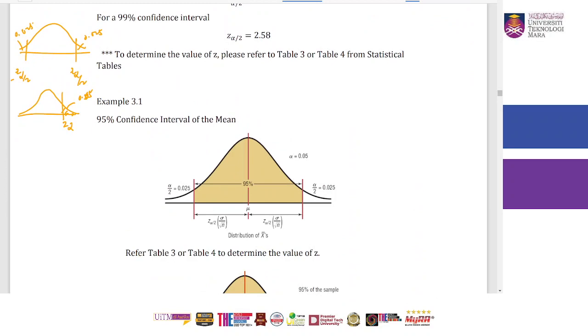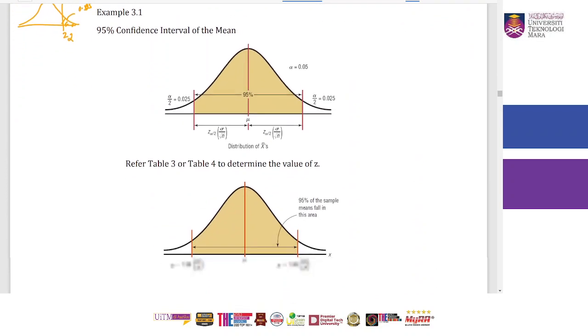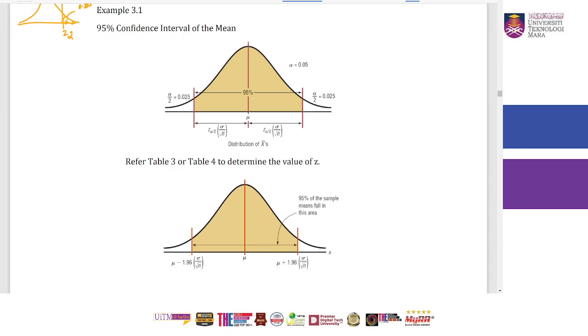Okay. So that is basically apa yang kita nak lihat. So this is the illustration yang saya tunjukkan tadi. What it means by 95% confidence interval of the mean. So kita ada mu dekat sini. So kita ada kita punya population mean over here. And then we have z alpha over 2 sigma over square root of n, and z alpha over 2 sigma divided by square root of n. So this is the distribution of X bar. So kita akan dapatkan dia punya confidence interval dekat sebelah kiri ni. So this is estimate by this one lah. Okay, dekat bawah tu.